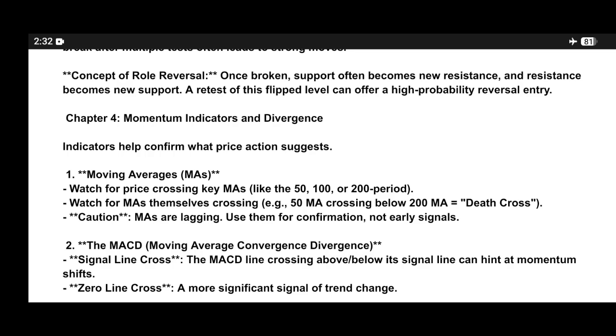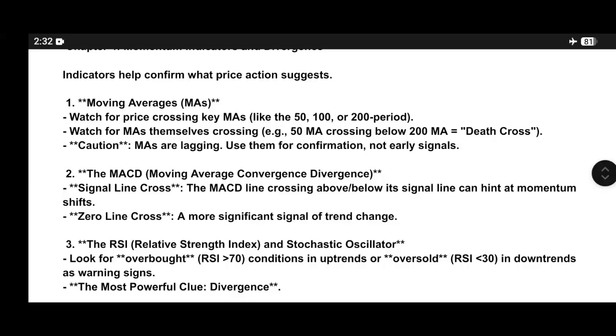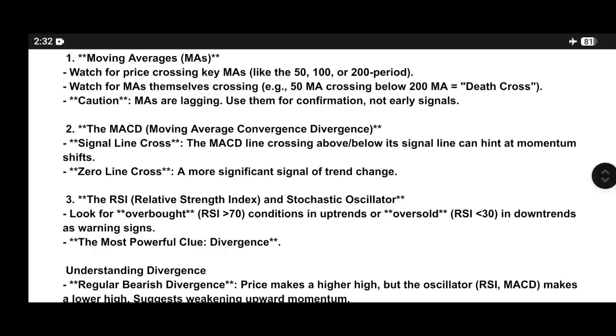What are the cautions you need to take? Moving averages are lagging. Use them with confirmation and not as early signals. Number two is the MACD, which is the moving average convergence divergence. Signal line cross: the MACD line crossing above or below the signal line can hint at a momentum shift. Also, a zero line cross is a more significant signal of a trend change.